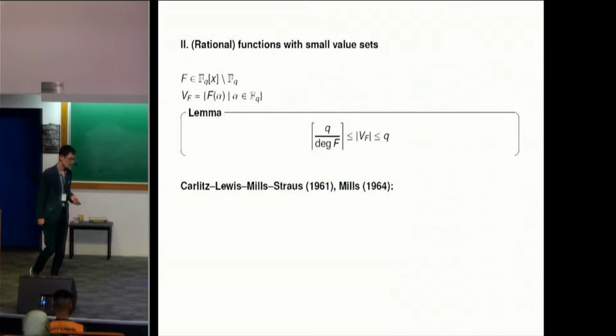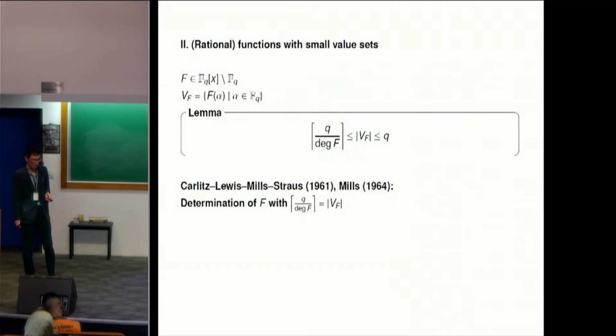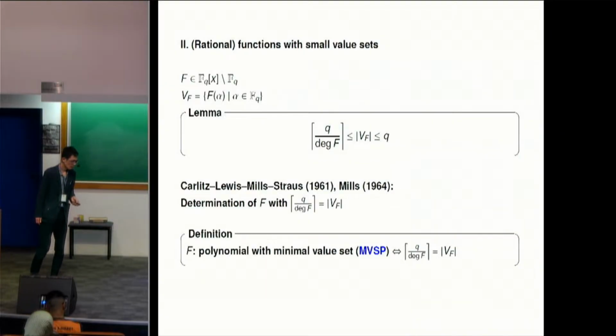There are two papers by Carlitz, Mills, Straus, and Mills written in the 1960s. They studied functions attaining the lower bound. They determined f attaining the lower bound in some cases. f is called a polynomial with minimal value set if the lower bound is attained. We call it MVSP in this talk.